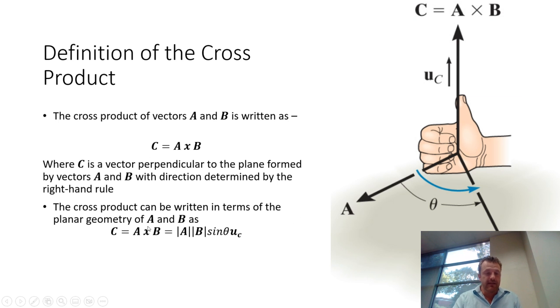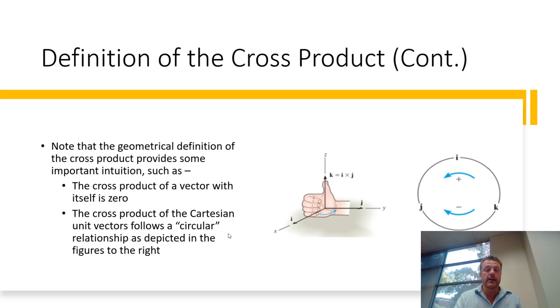So what that means is if you take a vector and you cross it with itself, you're going to get 0. Yes, the magnitudes of these 2 terms won't be 0. However, since the angle between them is 0 and the sine of 0 is 0, the cross product of a vector with itself will be 0.